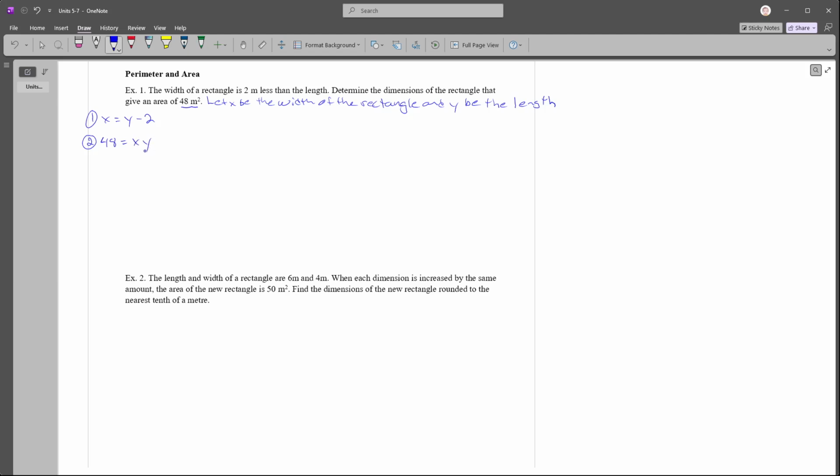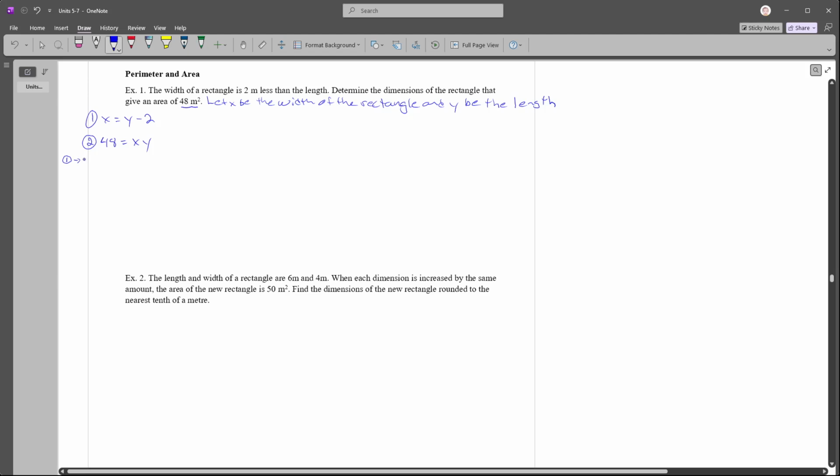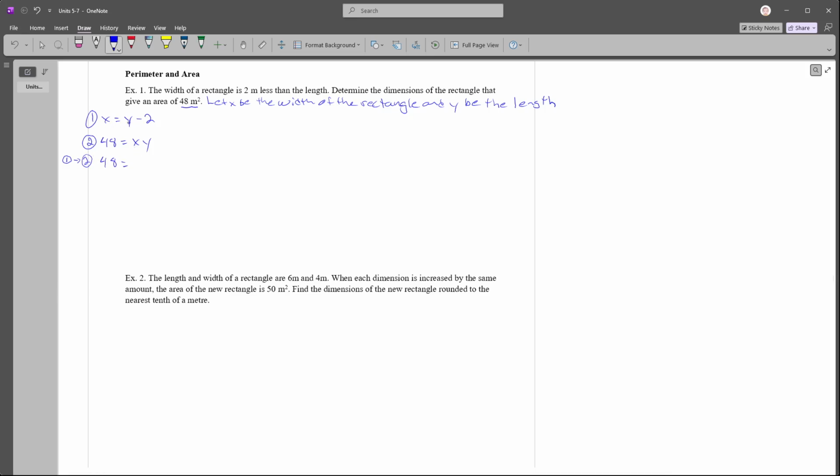Awesome. What have we been doing up to this point? How have we been solving these problems? This is the same problem we've seen in all of our previous questions. We have two equations. What do we do when we have two equations? We substitute. So in this case, I'm going to substitute equation 1 into equation 2. So that means we have 48 is equal to x, which is y minus 2, so (y minus 2) times y. So let's expand.